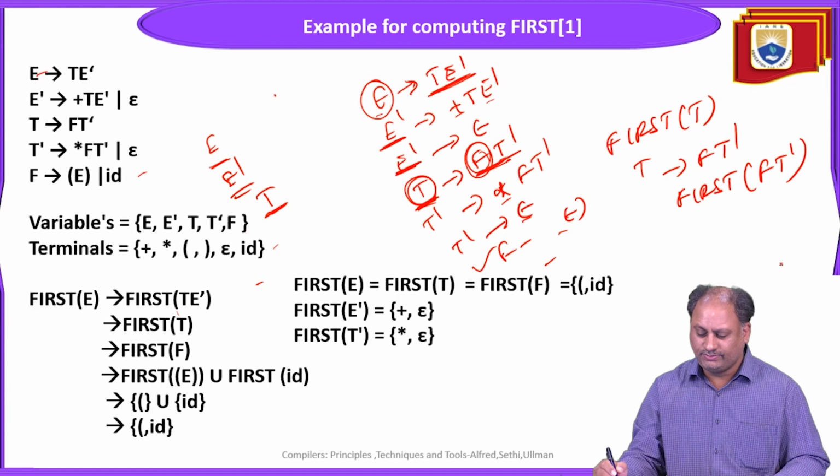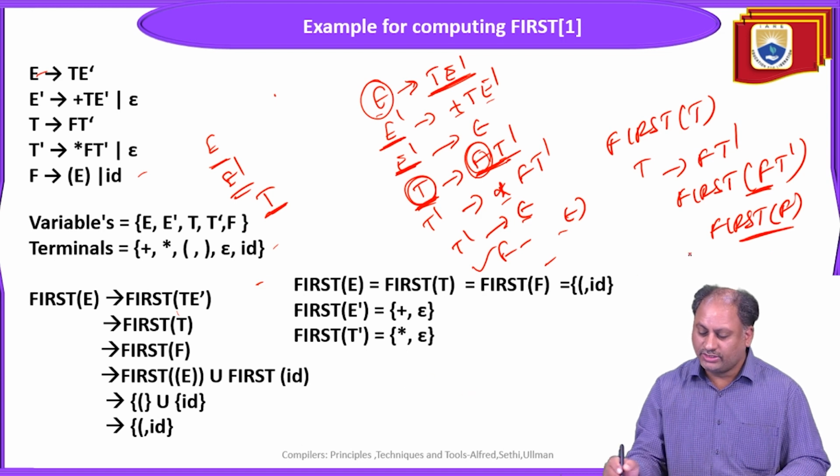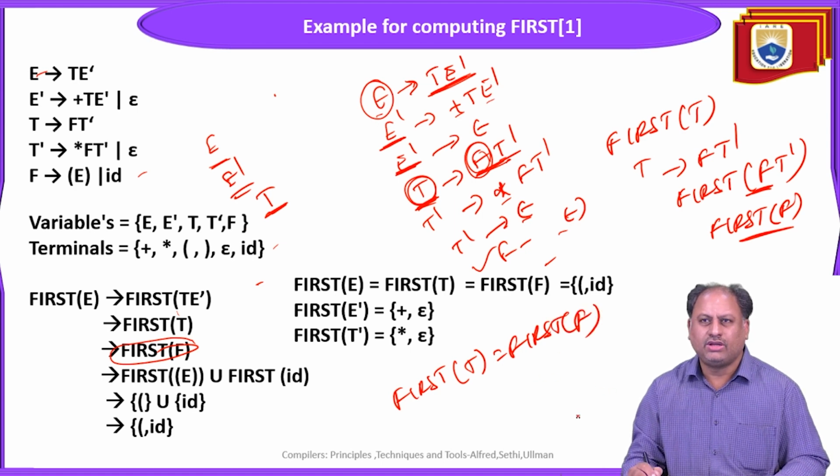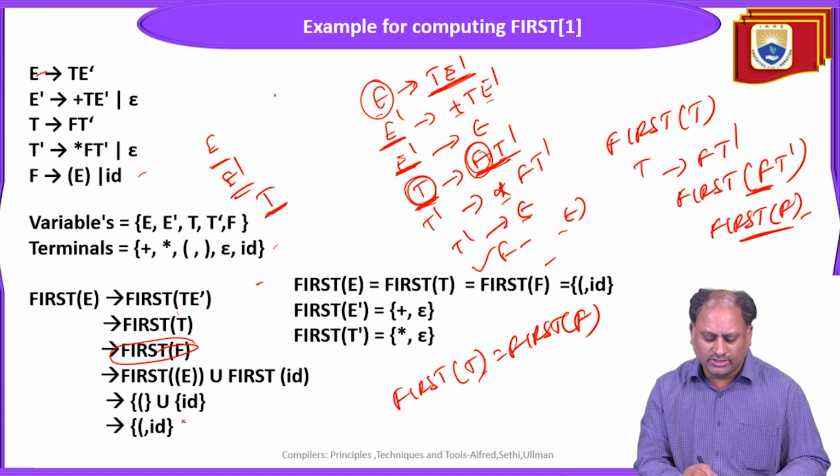So what is the first of F T dash? Since it is a first of F, according to the second rule, what is the result of first of T? First of T is equal to first of F. If you observe, the first of F we already calculated. So the first of T is equal to first of F. So that's why we conclude that the computation of F is also the same as the computation of capital T. So what is the capital T here? Left parenthesis ID.